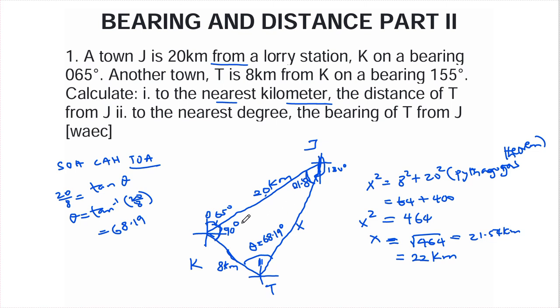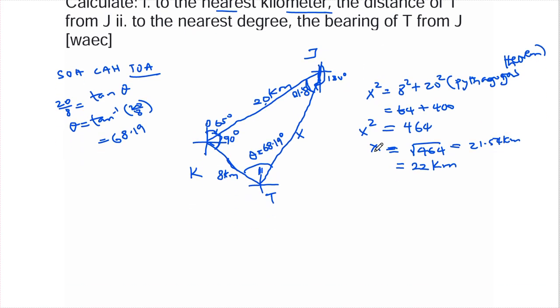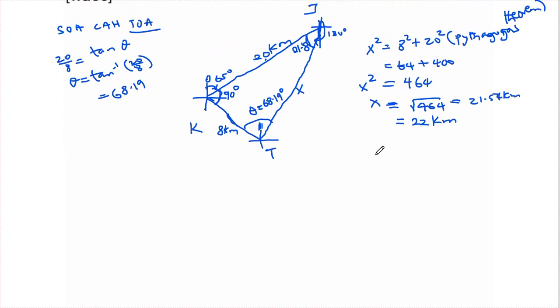Okay, so if this is 21.8, it becomes very easy for us to know what this angle is, because if here is 65, it means that here is also 65. You see, the whole of this is supposed to be 65 because of alternate angles. I wish I drew this correctly. Let me draw this diagram again so as not to confuse you. I didn't draw it well earlier.